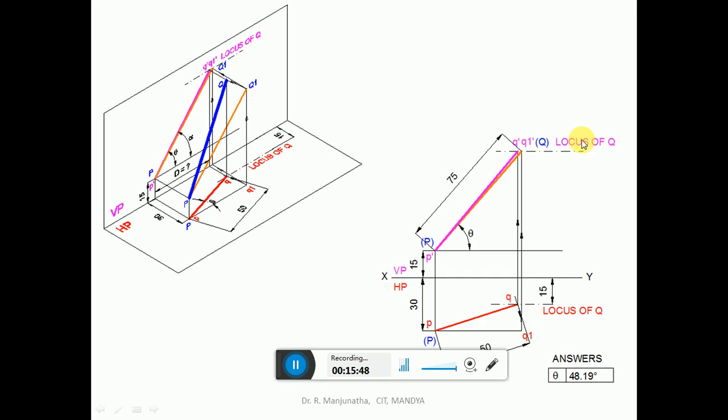So this is what we have done here. You make it parallel to VP. So you are rotating like this and then you are projecting. So you are going to get this. This has been already explained.